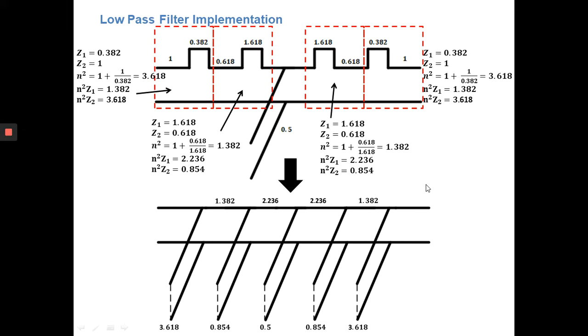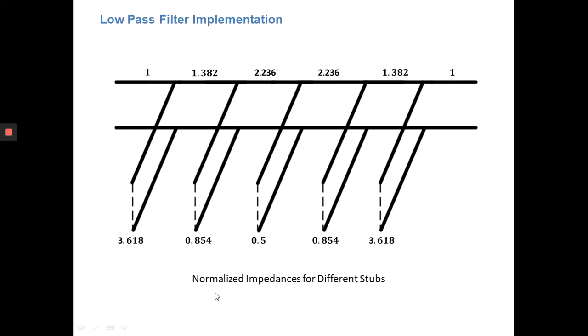Preparation of the final stage: all the stubs are now open circuited here. So 1, 2, 3, 4, 5. Like this, our calculations are done, where these are normalized values of 50 ohms. So we have here the normalized impedances for different stubs.